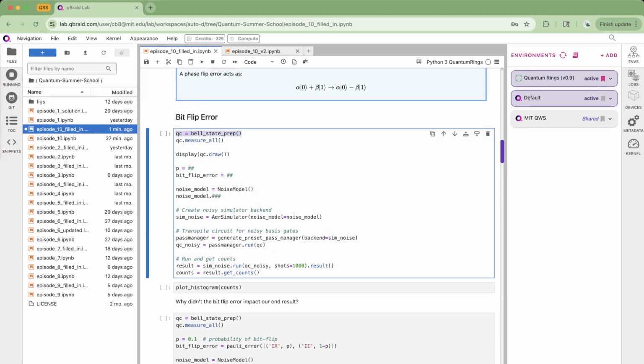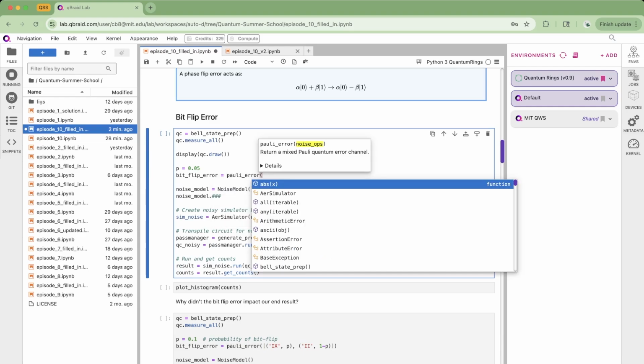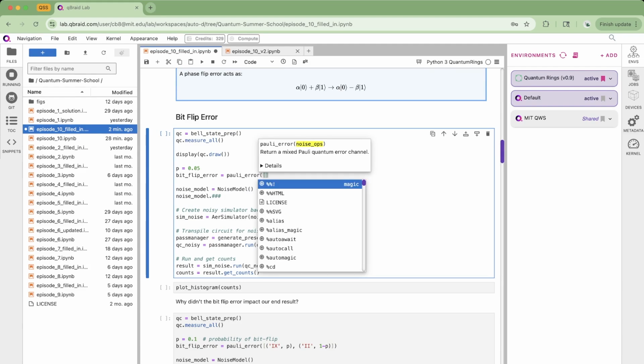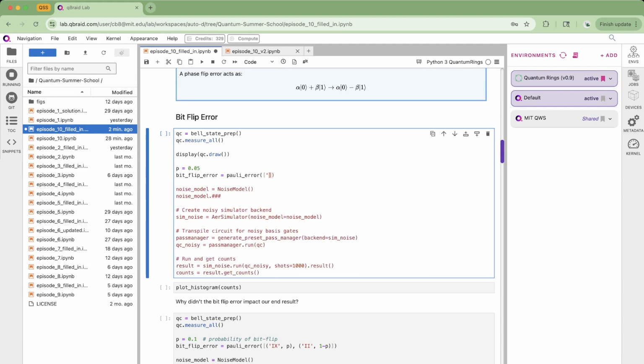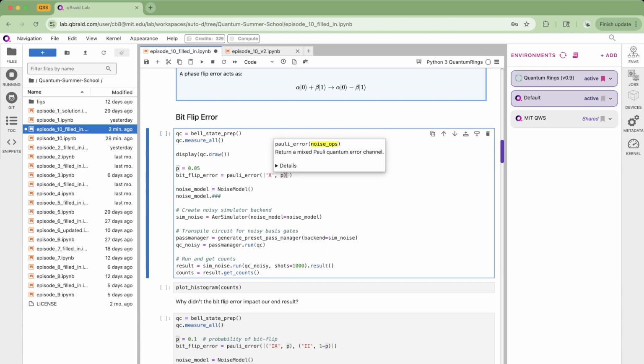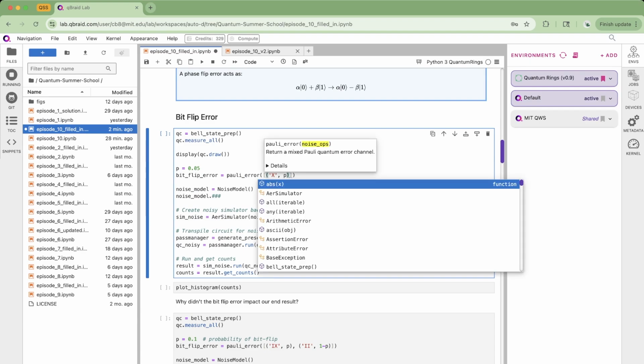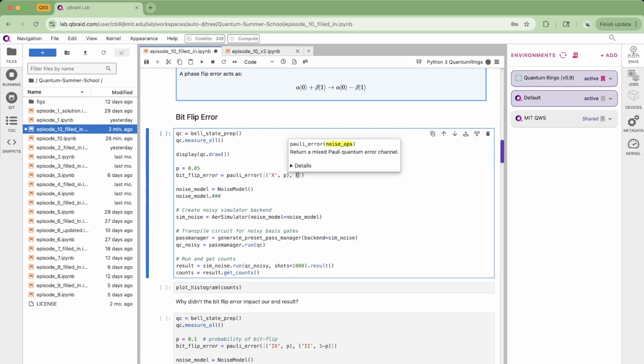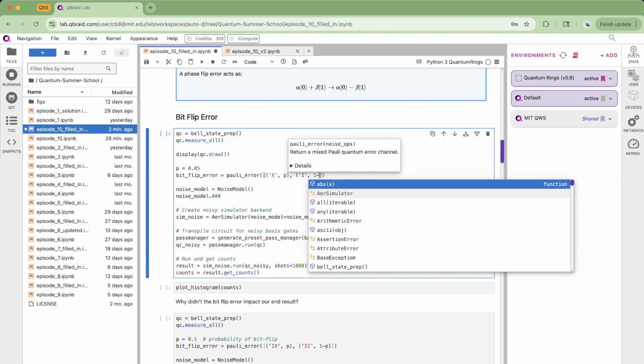We're going to start by preparing the Bell state, and then we want some probability of the error occurring, let's say 5%. And then we model the bit flip error using Pauli error, and the error is going to be X with probability p. This should be in a tuple, I think. And it's going to do the identity, so no error, with probability 1 minus p.